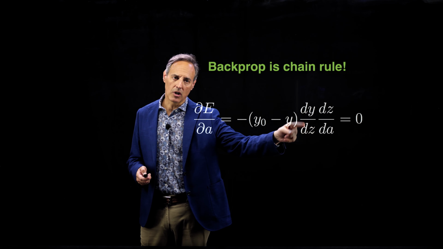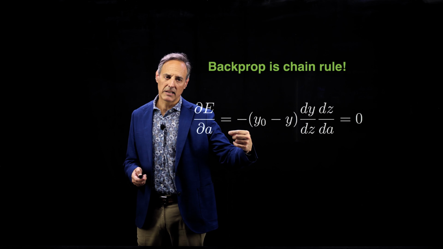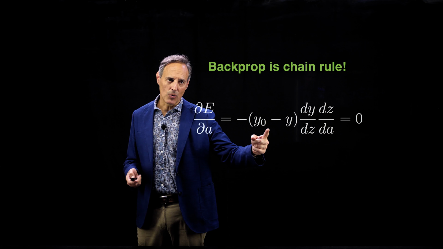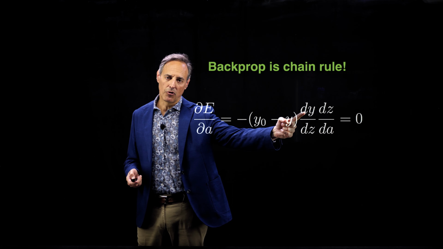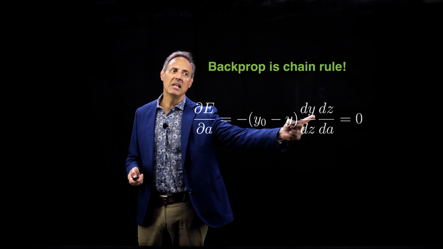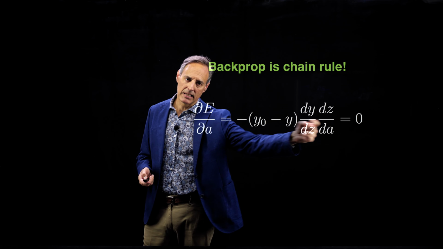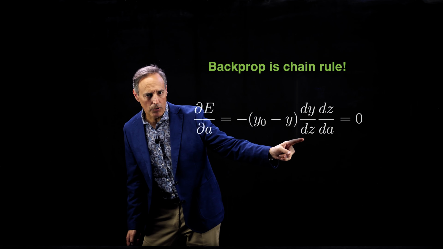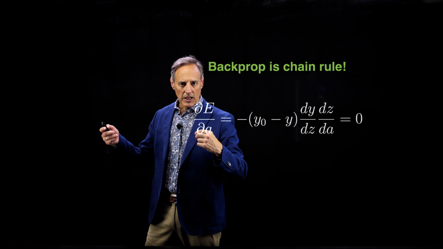This is where the chain rule comes in. Remember, I'm taking the derivative with respect to A, but A is buried all the way in the z. So to get to it, I have to first take the derivative of y with respect to z, and then z with respect to A, and I want to set this equal to 0. So this is it right there. That's the chain rule we're talking about. So that's what they call backprop.